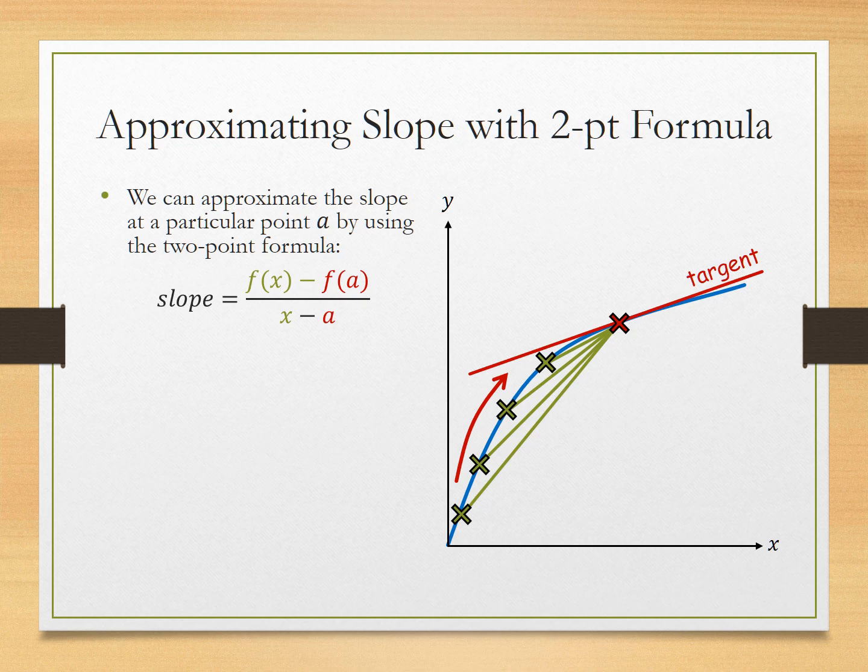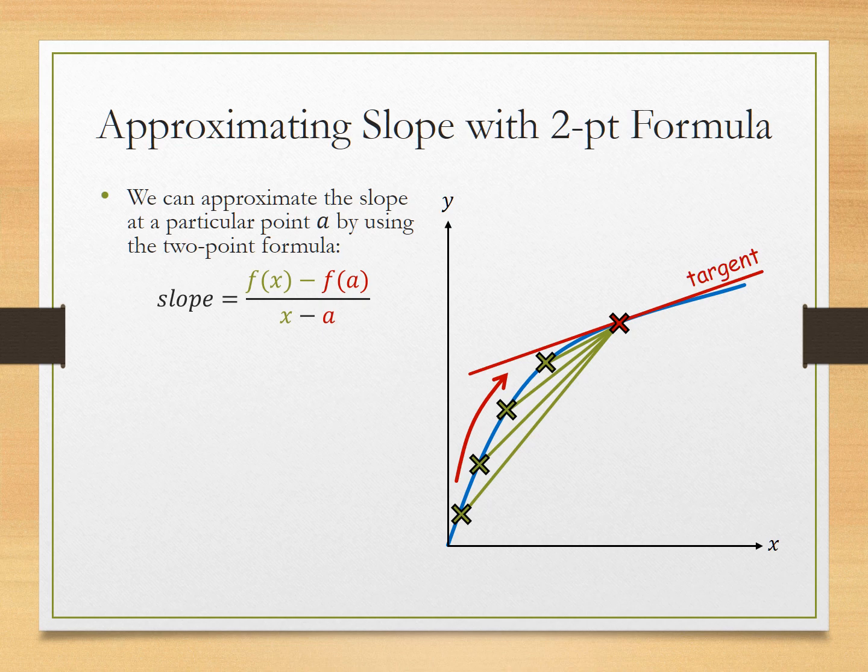The approximation is not very accurate if you pick a point that is very far away from the point that you are interested in finding the slope for. So, like if you pick this point to find the slope for the red point, they are very far away. So you can see that the green line, which represents the slope you can find with two-point formula, is very far away from the real slope that you're trying to calculate.